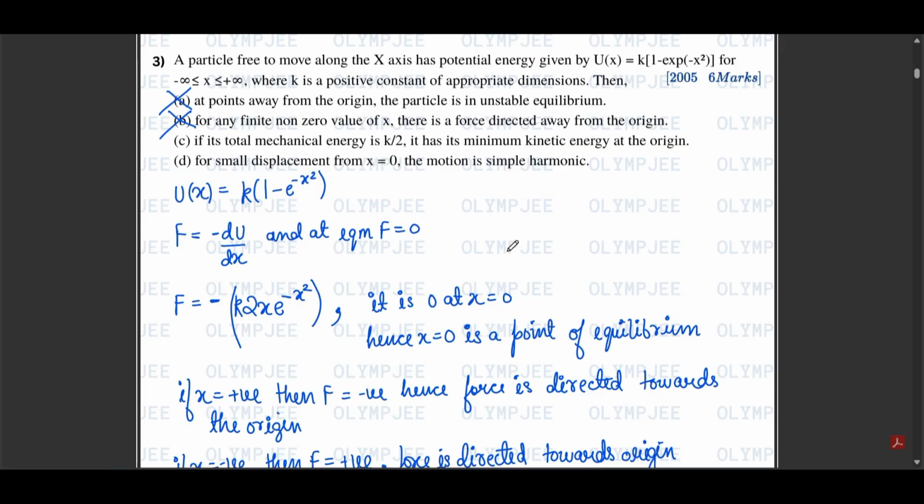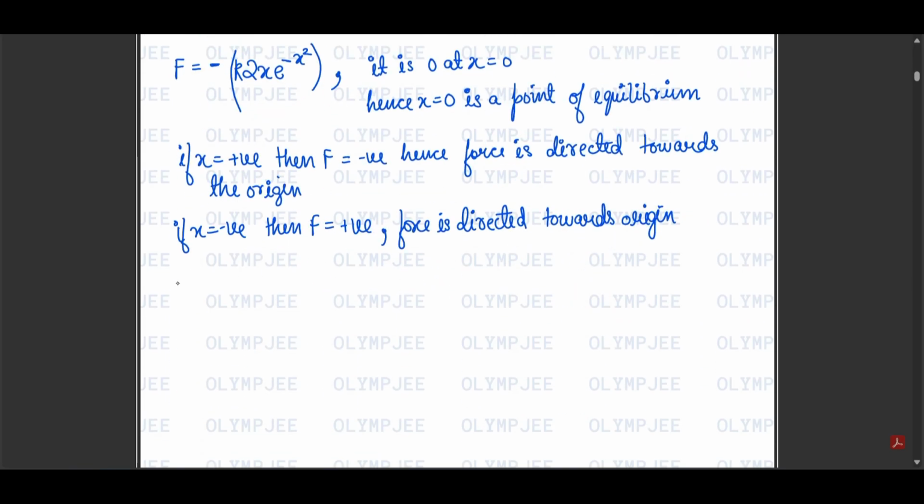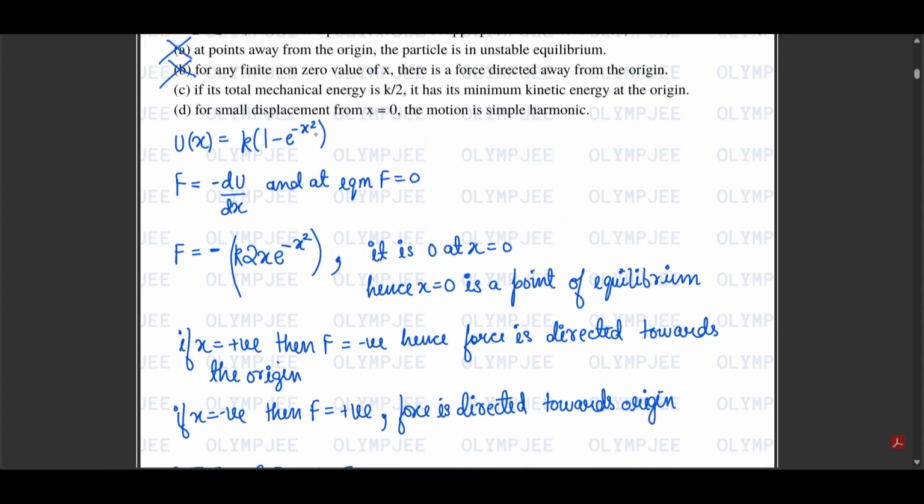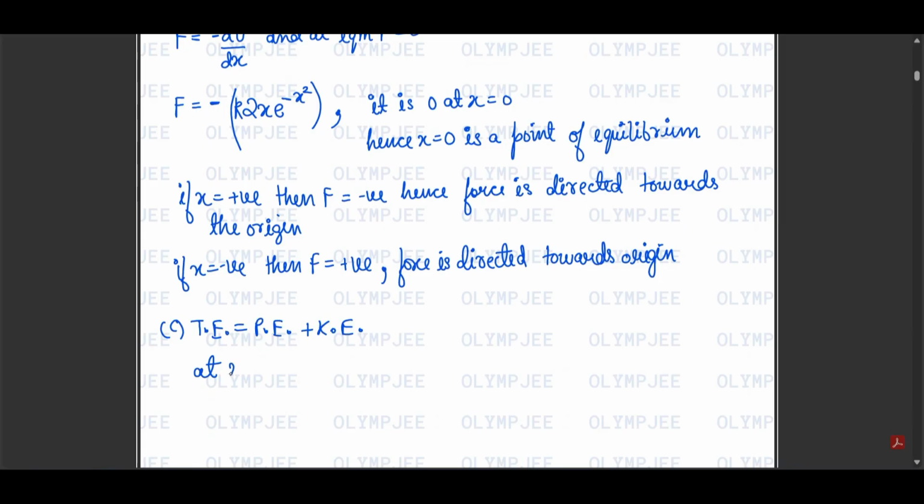Option C says that if the total mechanical energy is k by 2, then it has minimum kinetic energy at the origin. Let us see this. So we know that total energy is equal to potential energy plus kinetic energy, and at origin we can see that this potential term will become 0 because e raised to power 0 is 1, so 1 minus 1 is equal to 0, so potential is 0 at x is equal to 0. So at x is equal to 0, which is the origin, potential energy is equal to 0.